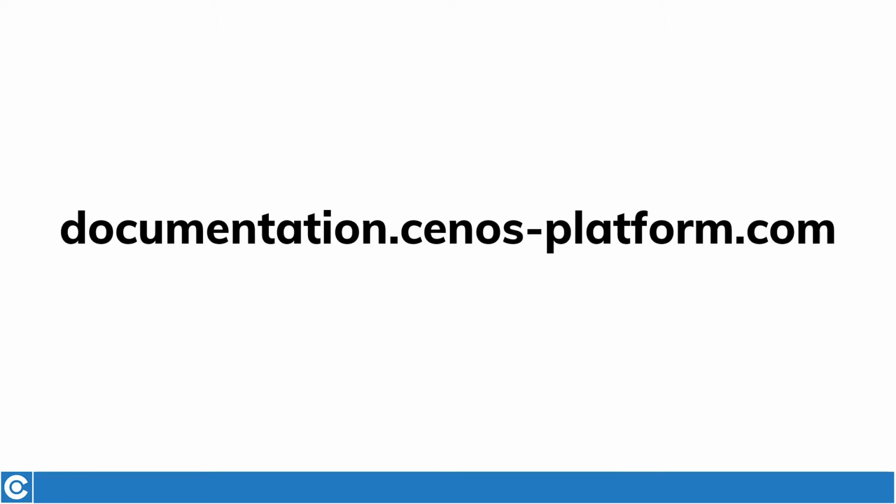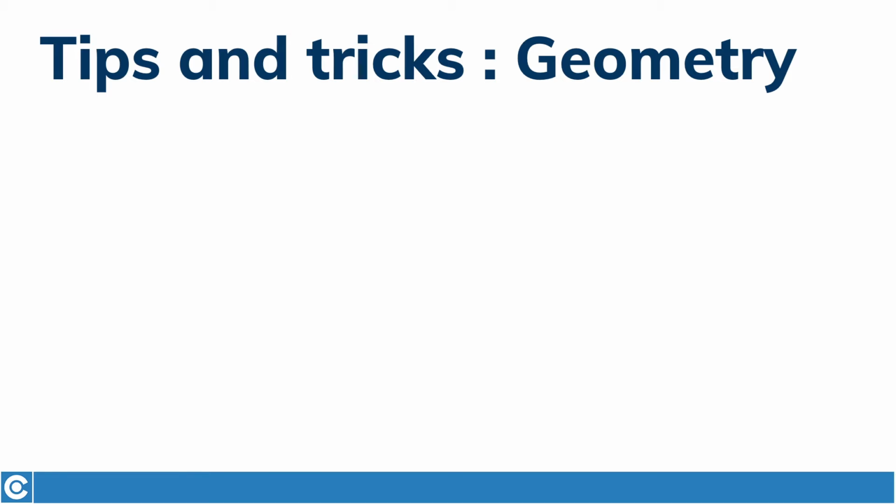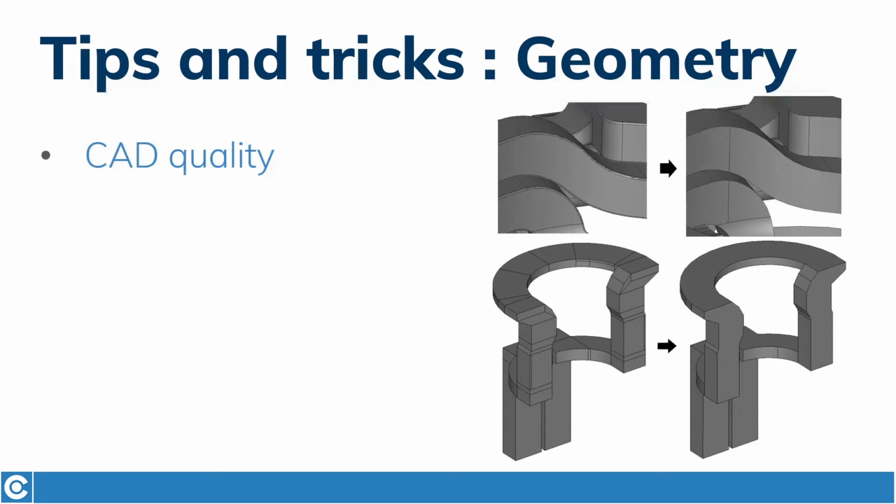documentation.cenos-platform.com. Every simulation starts with the geometry. If you have not simplified the geometry, fixed CAD quality or made sure the positioning is correct, you will have a hard time getting the simulation to work. First and foremost is to consider CAD quality requirements. Take away every small hole, fillet or other details which are not relevant for the simulation but will make meshing harder and increase the calculation time if you do leave them there.